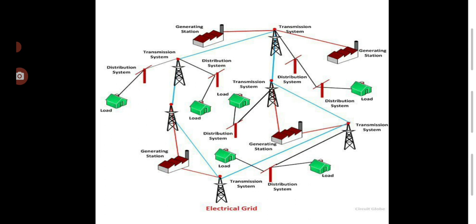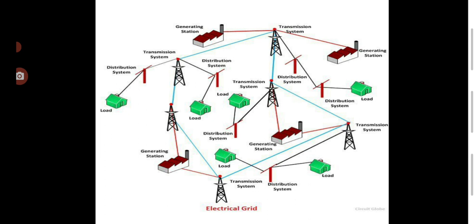So this is a basic diagram of an electrical grid. You can visualize the basics of an electrical grid. See here, the power is generated from the generating station, and from the generating station it is transmitted through the green or blue lines, which are called the grids. And from the grid the supply is taken to the distribution system. The green houses are loads and the red houses are generating stations, and the towers. So you would have known what is meant by the generating station, towers, load centers, and so on.